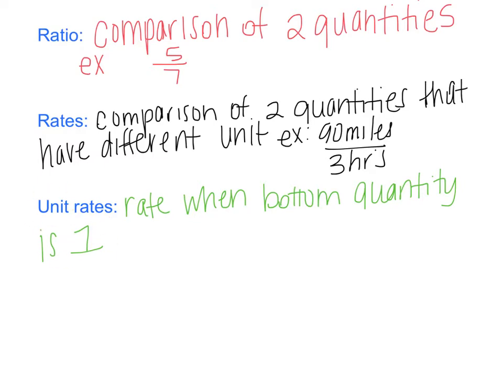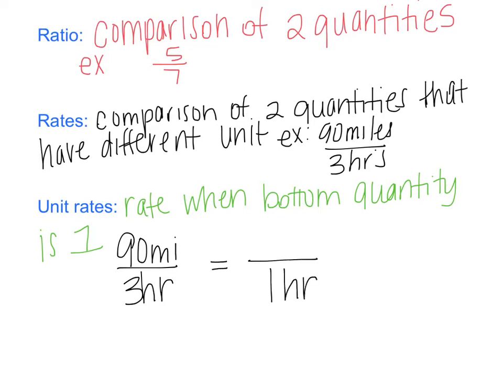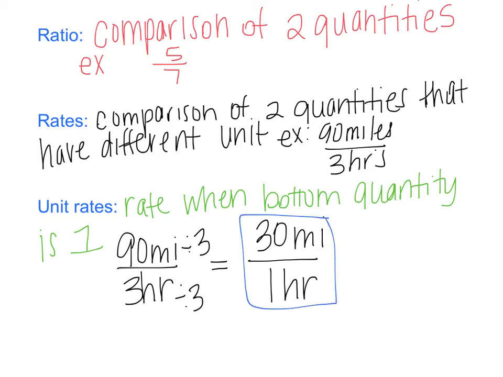So let's go back to that example of 90 miles in 3 hours. If I want to find a unit rate, I want that denominator to be 1. So I want to know for each 1 hour. To go from 3 to 1, I would need to divide by 3. Whatever I do to one, I have to do to the other. So I'm going to divide by 3 on top. So 30 miles per hour. That would be my unit rate.